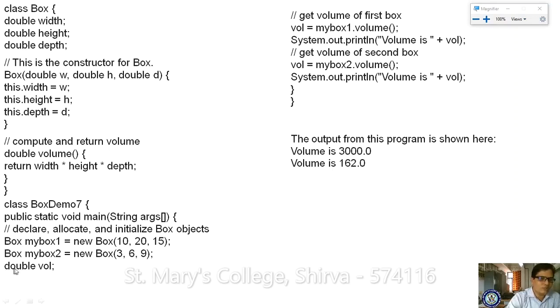Now I am creating one more variable, double volume. volume is equal to mybox1.volume. So by using this object, I'm calling this volume. 10 into 20 into 15 will execute and be stored in volume. You are displaying that volume value. Once again I'm using the same variable. I'm calling the object of the second class, mybox2.volume. Whenever you call it, these values are initialized, 3 into 6 into 9 will be processed, and once again you are displaying that value, it will be displayed.